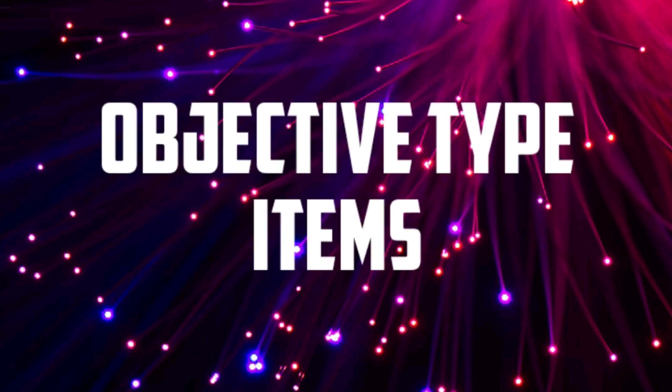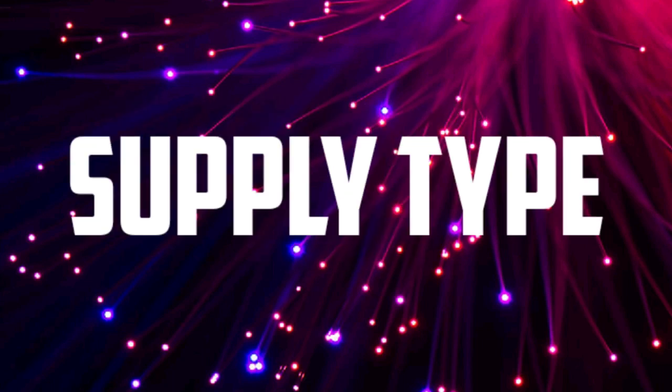The objective type item. Objective type test items can be broadly classified into supply type, that is recall, and selection type, that is recognition. Supply type includes completion type, matching type, true or false, multiple choice, finding an odd one out. Short answer type questions include short answer type, paragraph type, essay type.